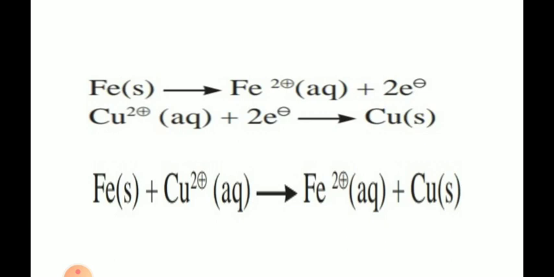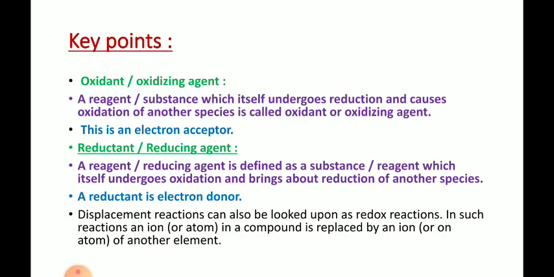So this is the net reaction which comes from the oxidation and reduction processes. Now students, the key points regarding oxidant and reductant, or as we can also call them, the oxidizing agent and reducing agent, are what we are going to learn now.